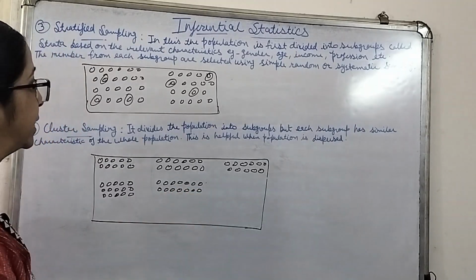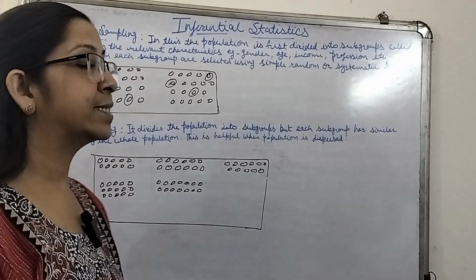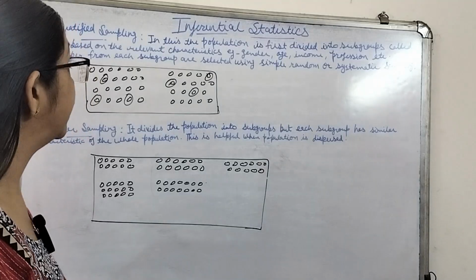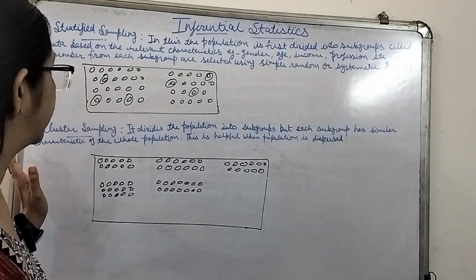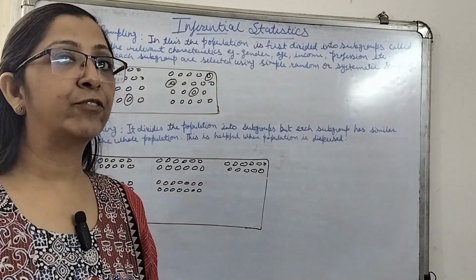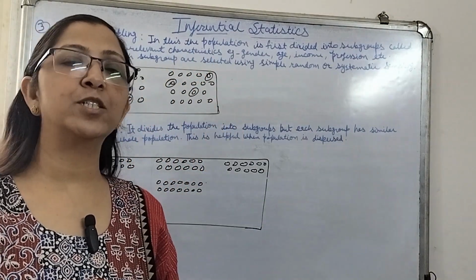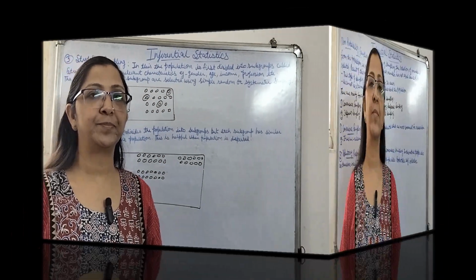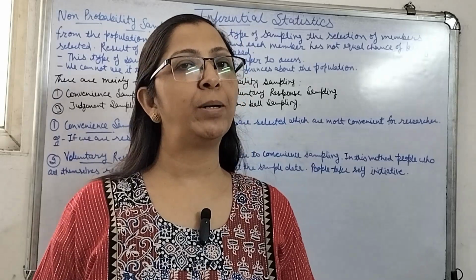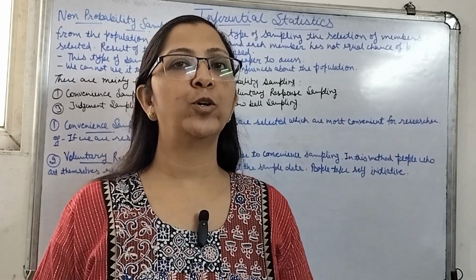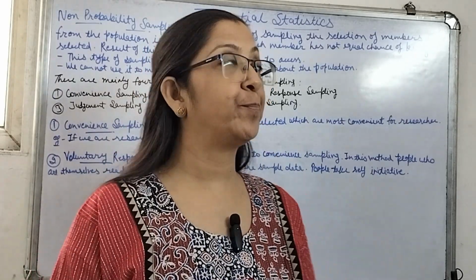So we have studied till now that there are 4 types of sampling in case of probability sampling. These 4 are the methods by which, unbiasedly, without any biasness, randomly we can select the members for the sample. After various types of probability sampling, now let's see what is non-probability sampling.